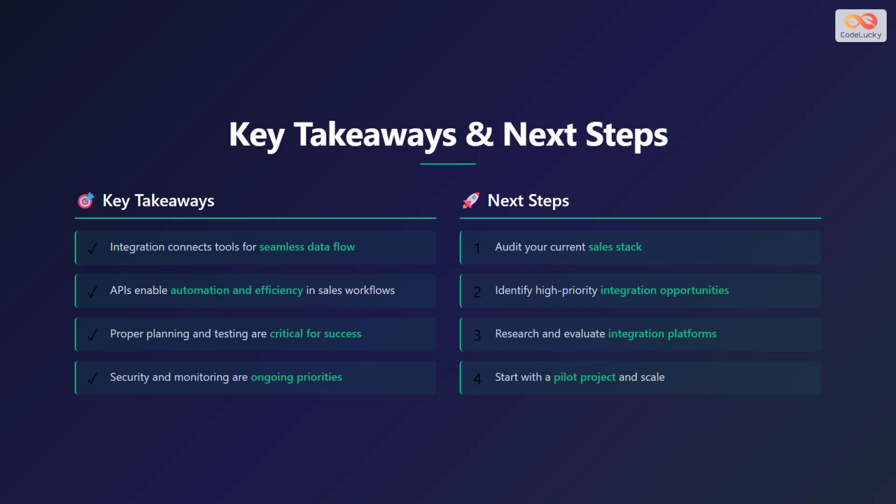First, audit your current sales stack to understand what tools you're using. Second, identify high-priority integration opportunities that will deliver the most value. Third, research and evaluate integration platforms that fit your needs and budget. And fourth, start with a pilot project to test your integration before scaling to your entire organization. Taking these steps will set you on the path to building a truly connected sales stack.